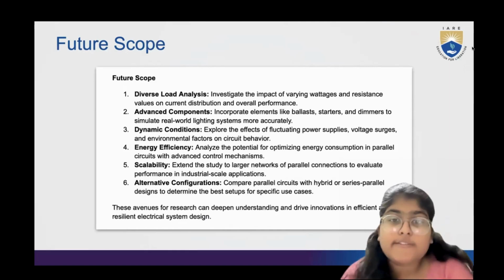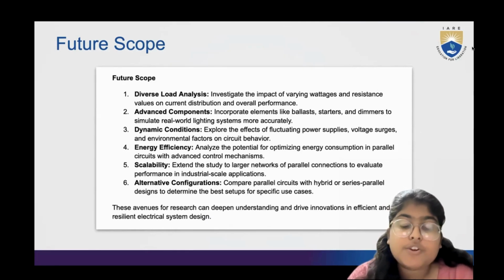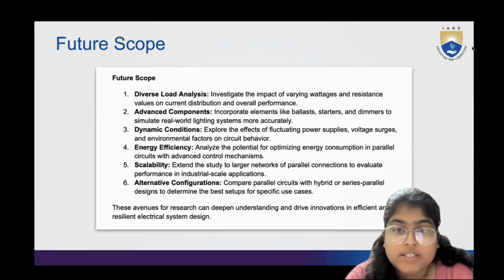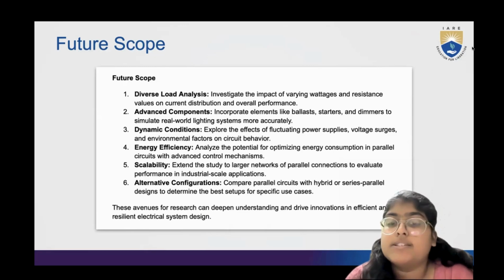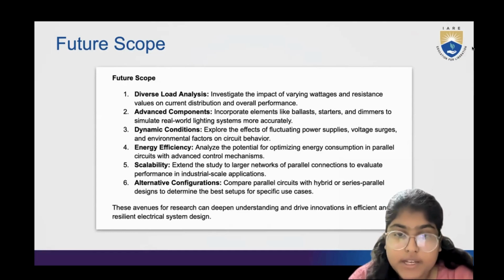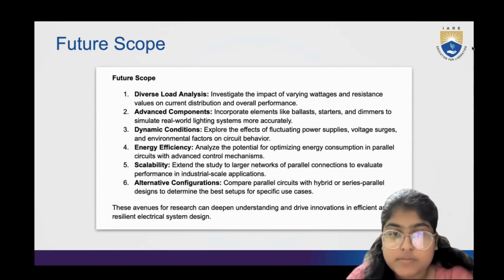Future scope. While this study focused on two tube lights, future researchers could expand into, one, analyzing circuits with diverse loads to study scalability. Two, incorporating advanced components like ballasts and dimmers to simulate real-world systems more accurately. Three, exploring the effects of fluctuating power supplies and environmental factors on circuit performance. Such studies can deepen our understanding and drive innovations in electrical system design, making them more robust and energy efficient.